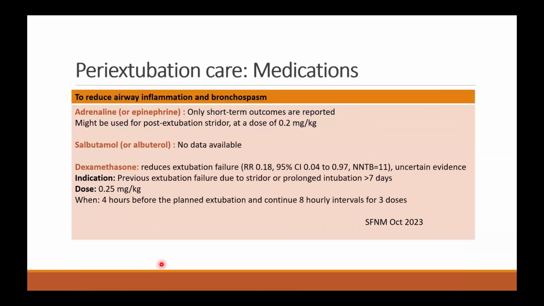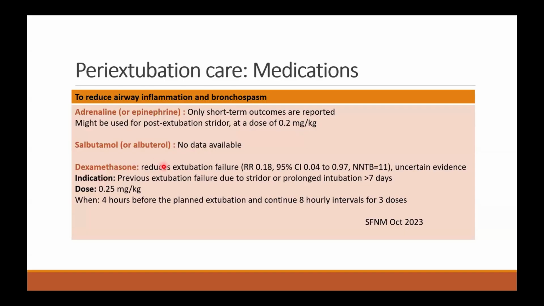Moving on to medications to reduce airway inflammation and bronchospasm. The most commonly used medication is adrenaline or epinephrine. Nebulization is used left and right in neonatal intensive care units. For the evidence, only short-term outcomes are reported. It can be used for post-extubation stridor at a dose of 0.2 mg per kg. For salbutamol, there is no data available.